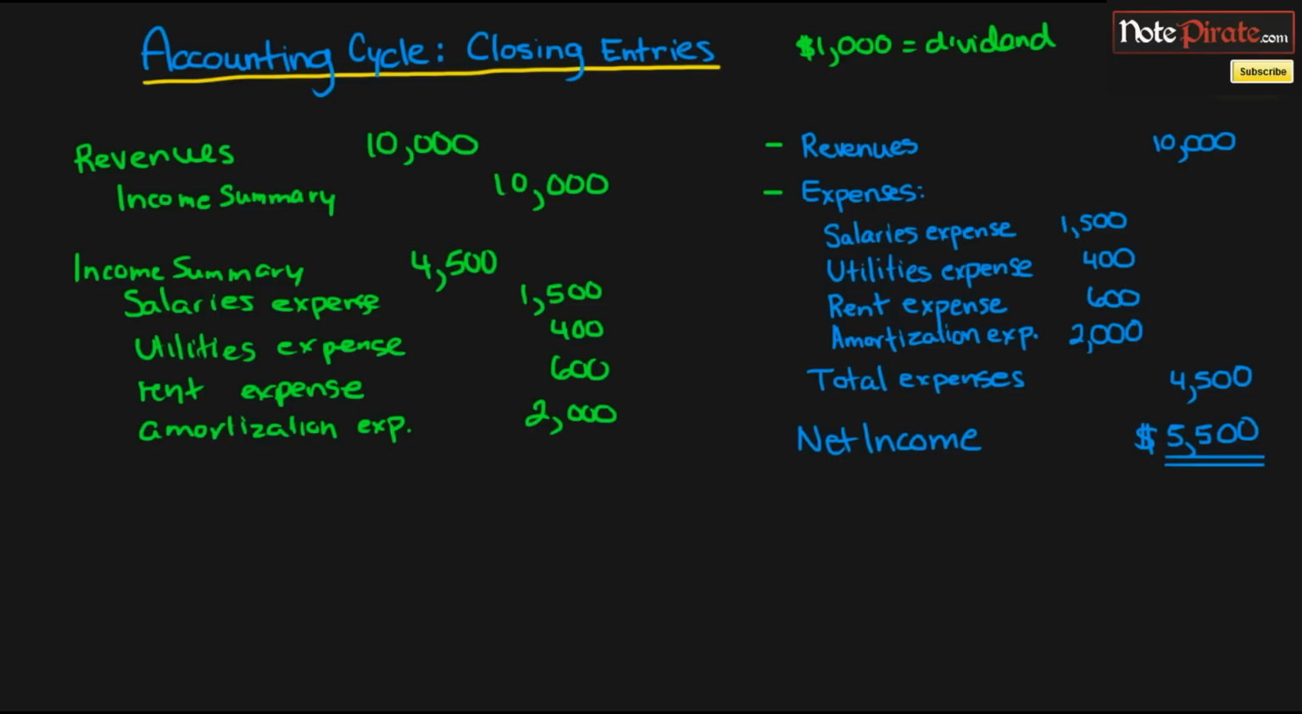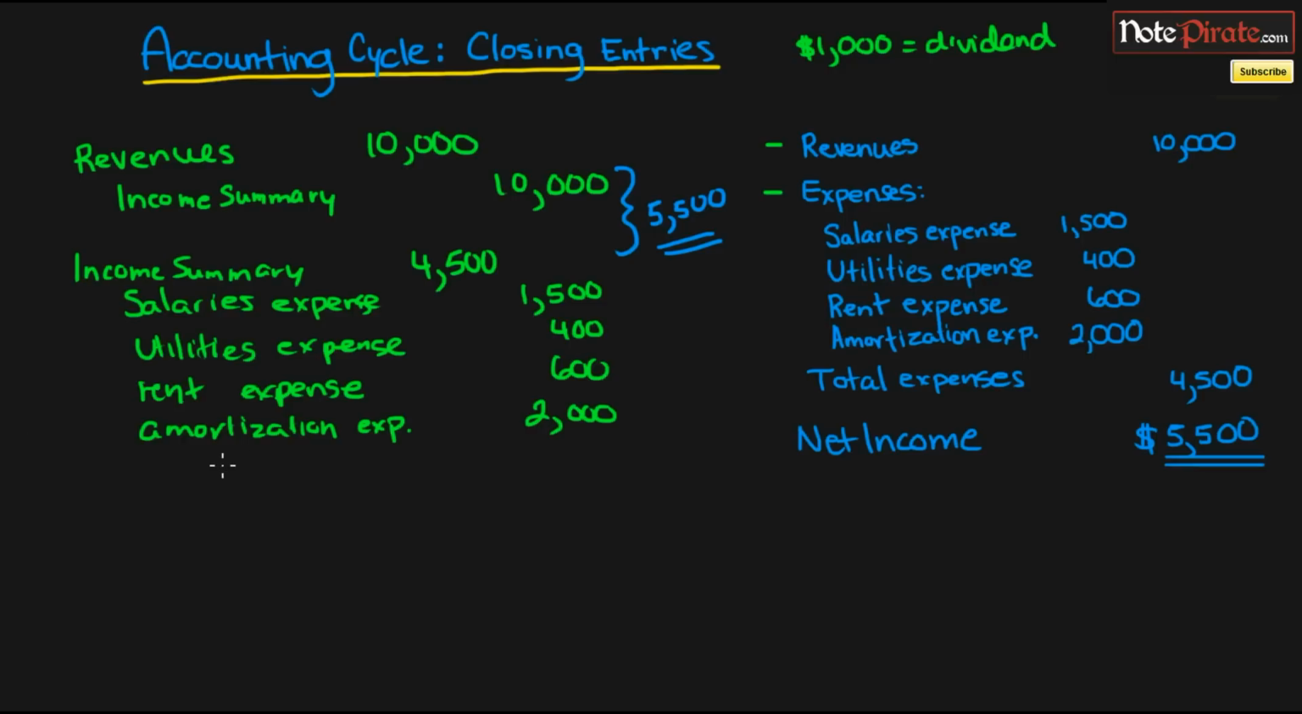And what you'll notice is that if we have a credit of $10,000 in income summary and a debit of $4,500, this will equate to a balance of $5,500, which is our net income. You see, it all kind of fits together. Now what are we going to do now that we've closed out these two temporary accounts, revenues and expenses? Are we going to do dividends?